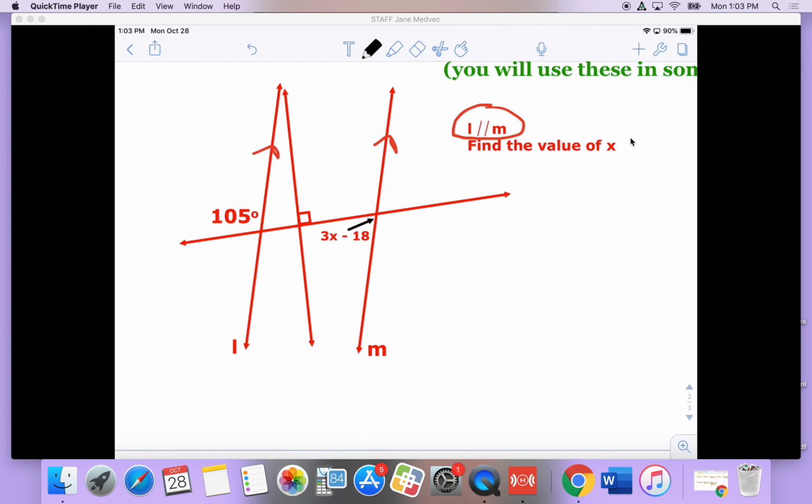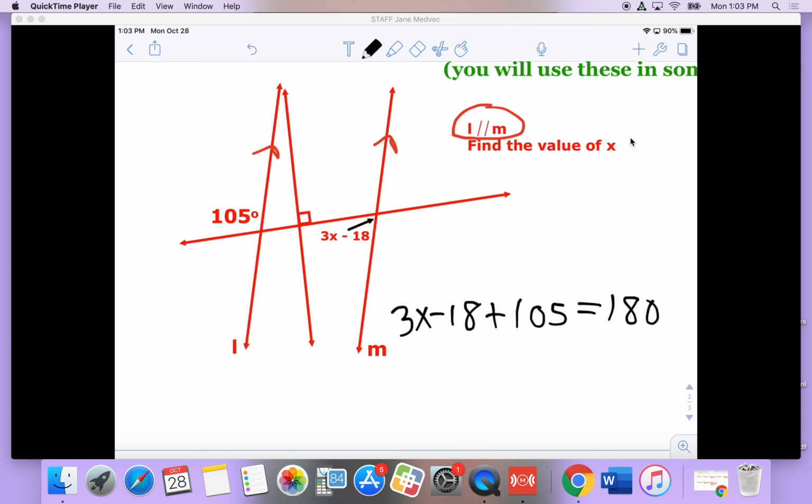Okay, it looks like they would be equal, and that's a really good guess. Okay, they're not equal, but they are something else, so just hang on to that. That's correct. So 3x minus 18 plus 105 equals 180 degrees.